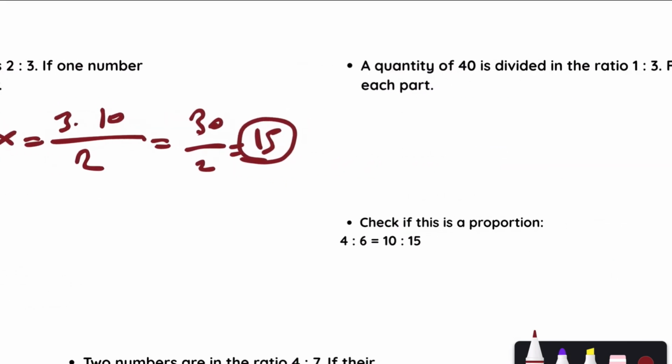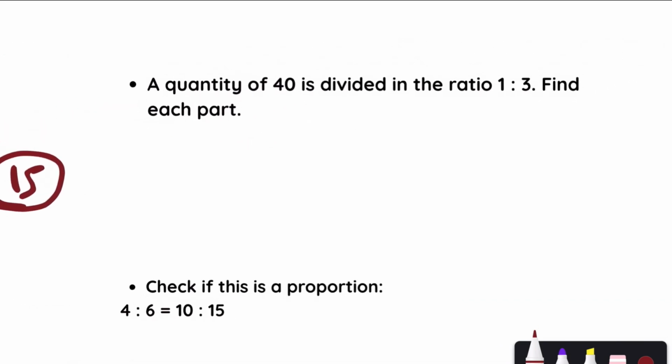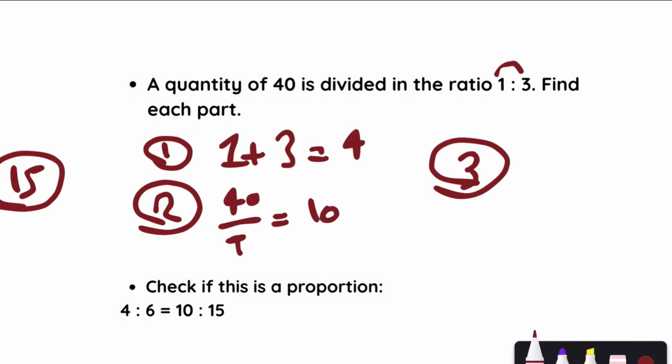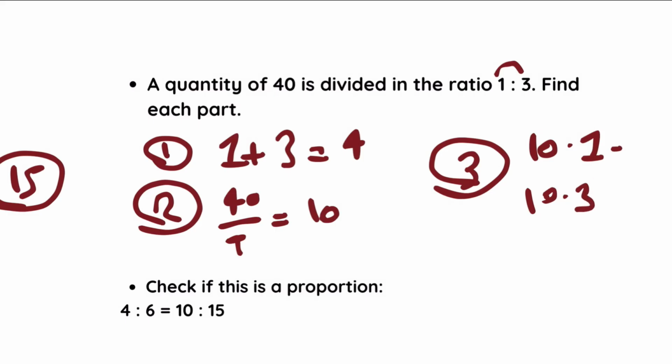The number is 15. The second one, a quantity of 40 is divided in the ratio 1 to 3. Find each part. So this is proportional division, right? So for this, let's firstly add the parts of the ratio, 1 plus 3, which is equal to 4. And then secondly, divide 40 by the result. So 40 divided by 4 equal to 10. And thirdly, let's multiply the result by each part of the ratio. So 10 times 1, 10 times 3. This is very obvious, but these are equal to 10 and 30. So 10 and 30 are our answer.